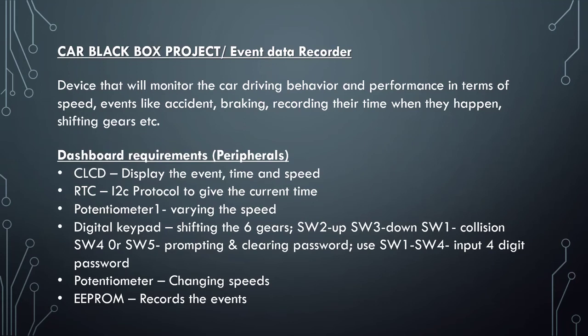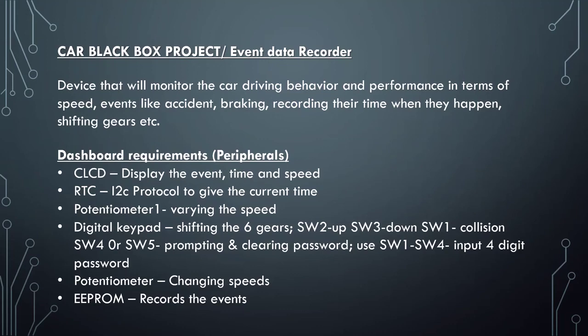And then we are supposed to integrate the RTC, the real-time clock, to give us the current time that is going to be displayed on the LCD. So we need to interface the RTC to give us the current time. Also, for us to vary the speed, we need to interface the potentiometer, which can be used to vary the speed and have the information displayed on the liquid crystal display at the dashboard.